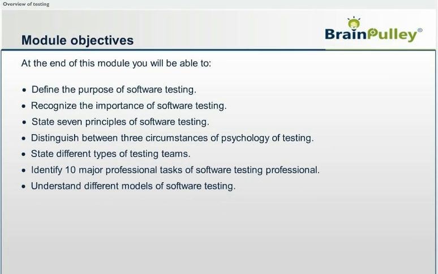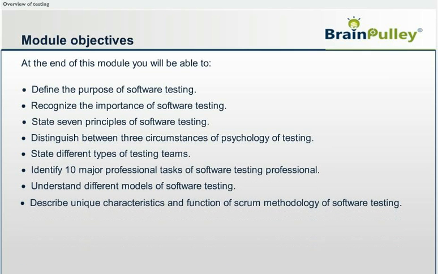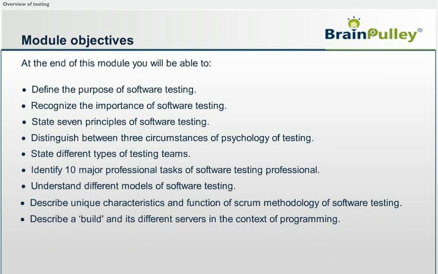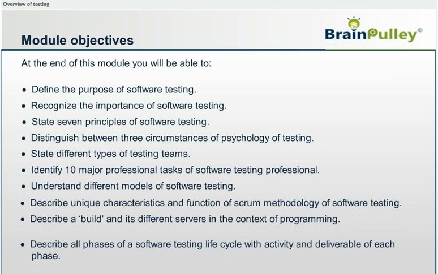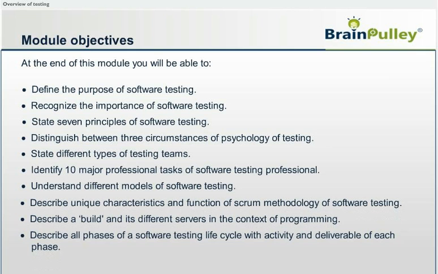describe unique characteristics and function of Scrum methodology of software testing, describe a build and its different servers in the context of programming, describe all phases of a software testing life cycle with activity and deliverable of each phase. State 3 code of ethics that software testers must adhere to.